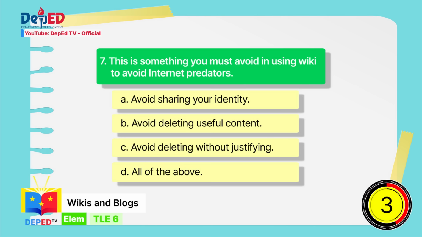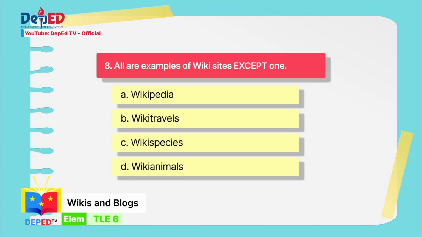Number 7, letter D, all of the above. Number 8, all are examples of wiki sites except one. A, Wikipedia. Letter B, Wiki Travels. C, Wiki Species. Letter D, Wiki Animals. Number 8, letter D, Wiki Animals.